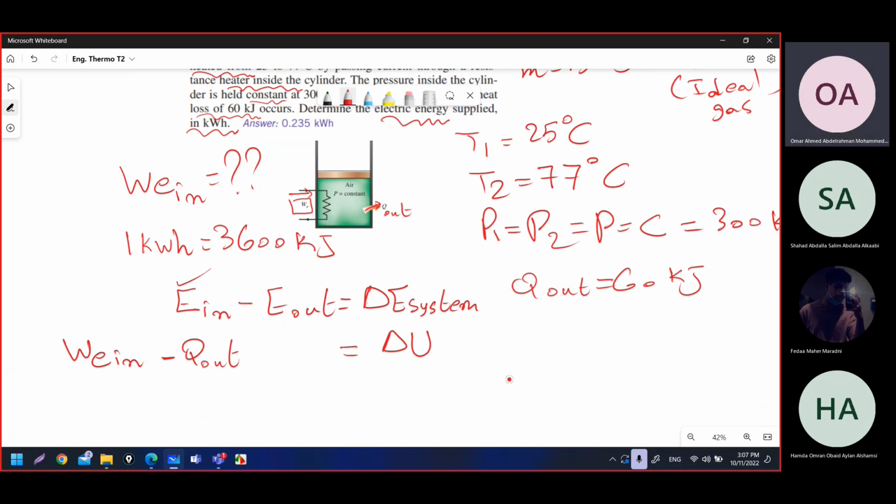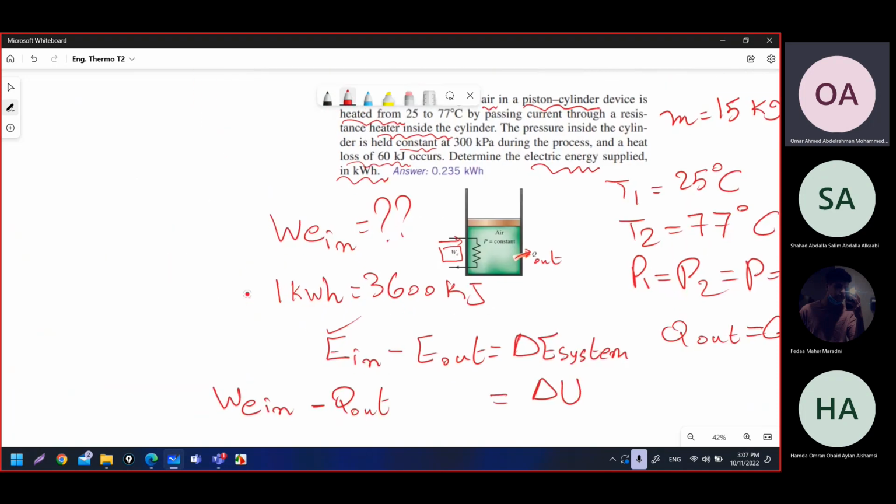I am looking for both heat transfer and work. We said whenever you see a piston cylinder, you will have boundary work. Now, is the boundary work in or out? You have to know if it is in or out. Maybe I will put it here before the W e,in. Maybe it is work out.